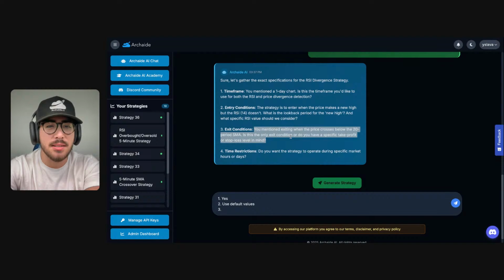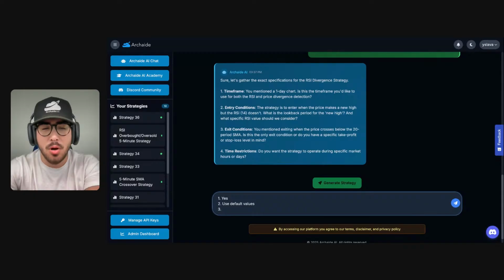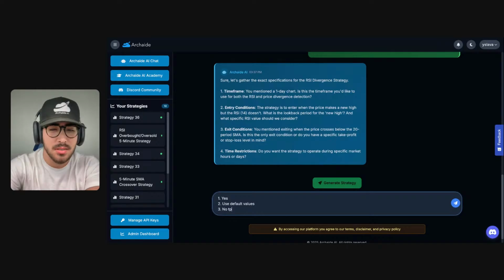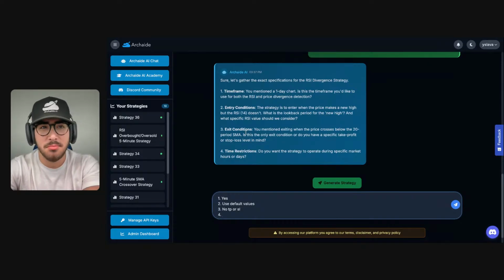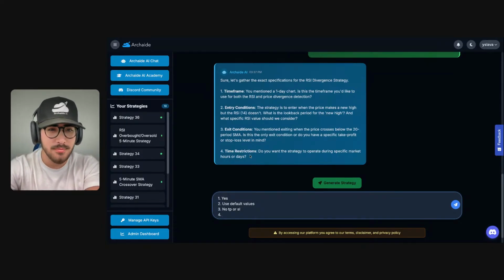So you mentioned exiting when the price crosses below the 20-period SMA. Is this the only exit condition, or do you want a specific take profit or stop loss? Again, you could use take profit, stop loss, trailing stops, all that. For this video, I'm just going to say no take profit or stop loss. Again, if you disagree, let me know. We can obviously launch more bots. But for right now, I'm going to use this.